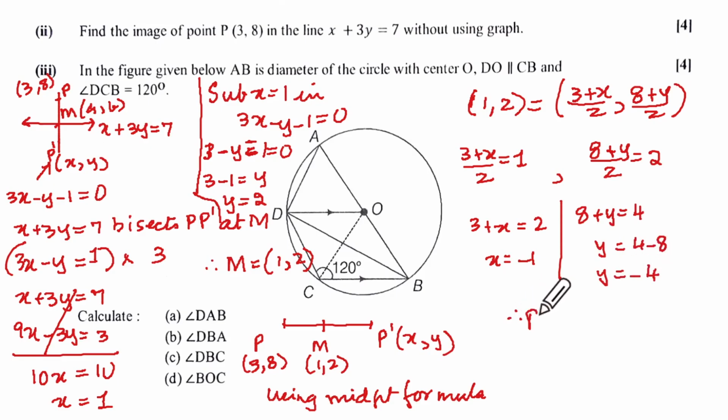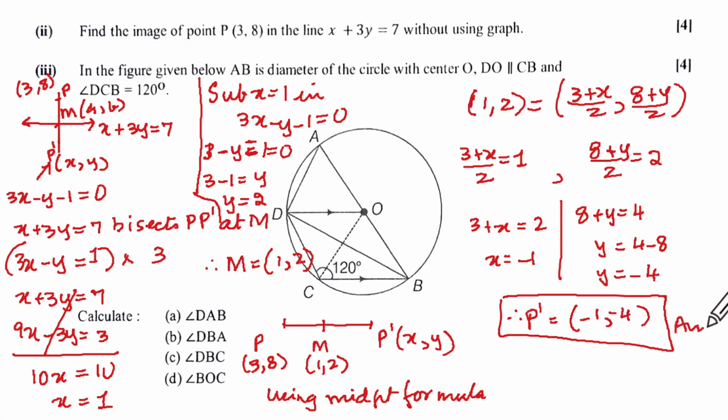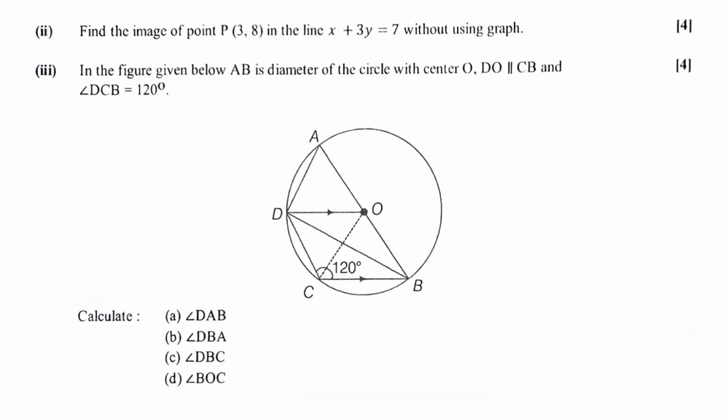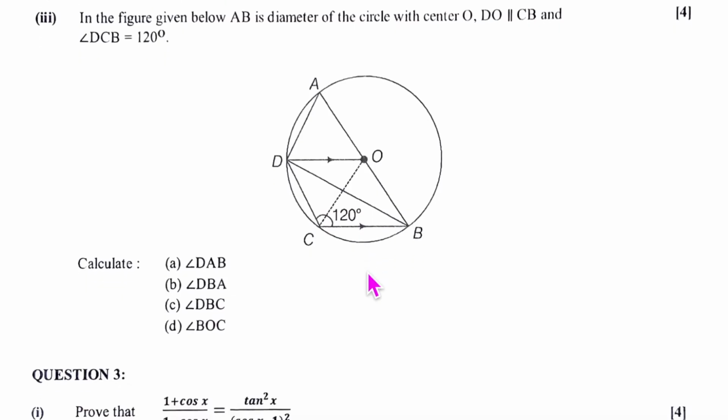So therefore, P dash is equal to minus 1 comma minus 4. This is minus 4, no? Yes, ma'am. Just guide me because sometimes I can't see it. My eye has a little problem. Okay, that was bad, right?